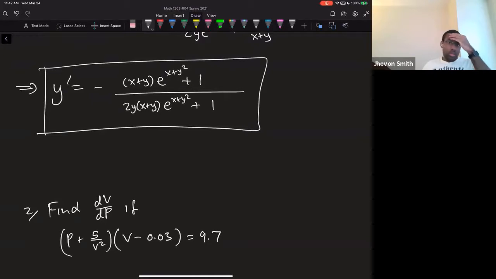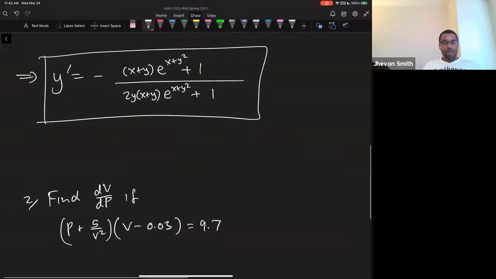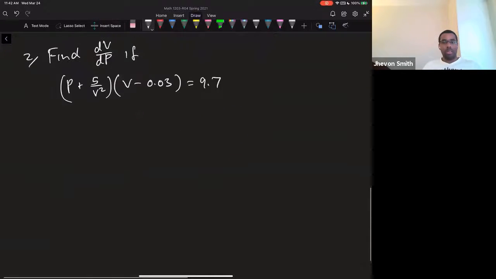Okay. So now let's look at the second example. We want to find the V prime, assuming that that equation is true. Does anyone recognize that equation? It's probably something I wanted to ask. Look familiar? Something you might have seen somewhere?